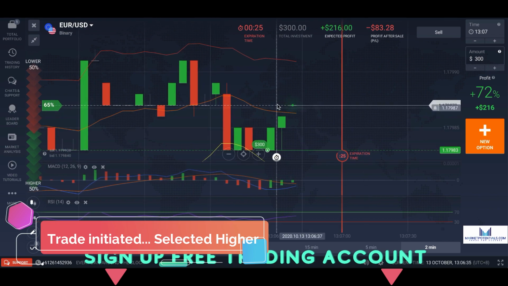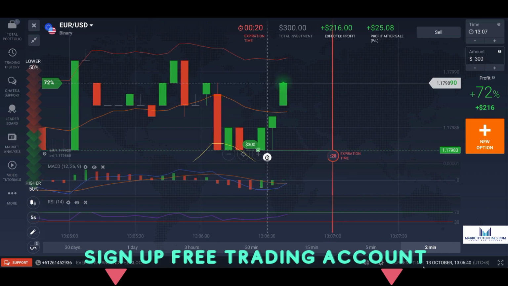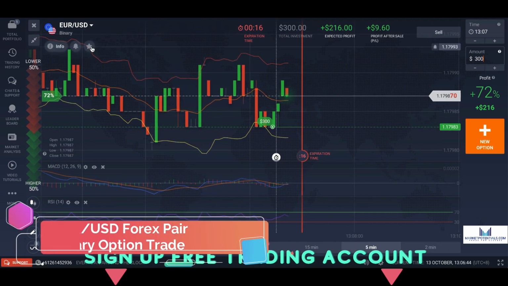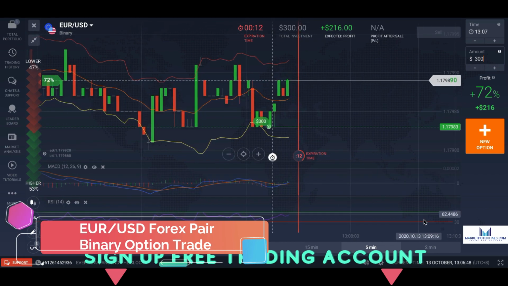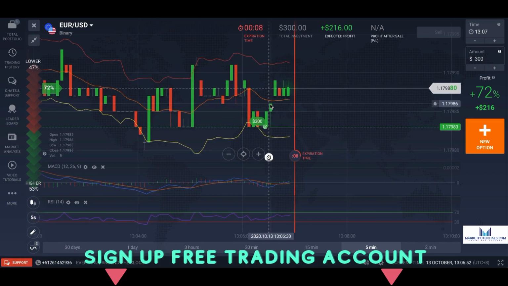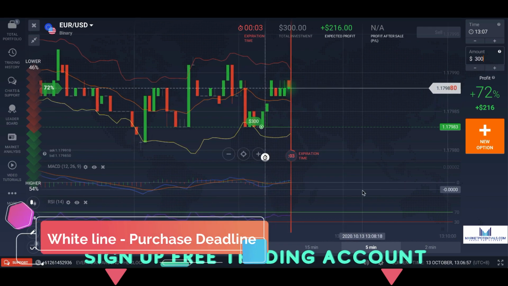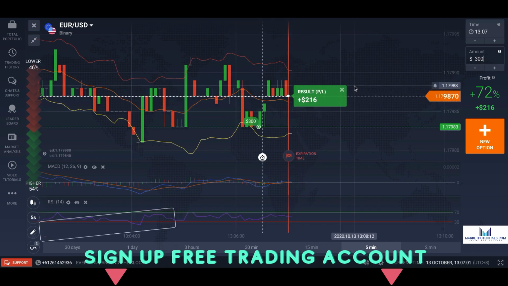to multitask. So I clicked higher is what I did earlier, if you saw that. I've put $300. The currency I'm trading is the Euro and the USD pair. This is the Forex pair, and I'm taking a binary option trade. Now, the white line that you see here, that was a purchase deadline, so you kind of need to make a decision before that. And the red line is the expiration line. Now, I've got another 2 seconds, and as long as it stays here, I'm in the money.